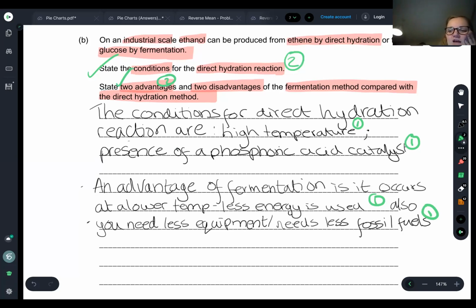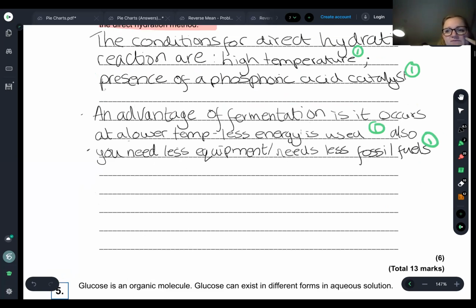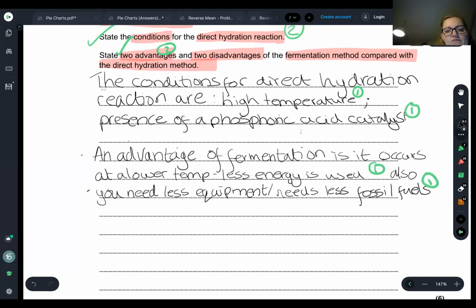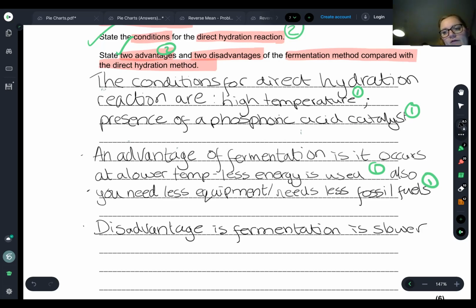We've done that. Last bit of this question, and then we are done for today, is the 2 disadvantages. There is actually 5 disadvantages, so I will fly through them really quick. I'm going to come out with the 2 most obvious ones. First, if it's going to happen at a lower temperature, straight away, a disadvantage is that fermentation is slower. That will give you 1 mark.